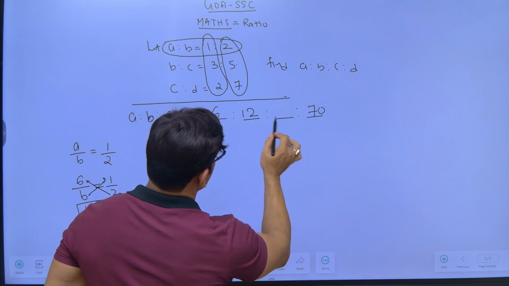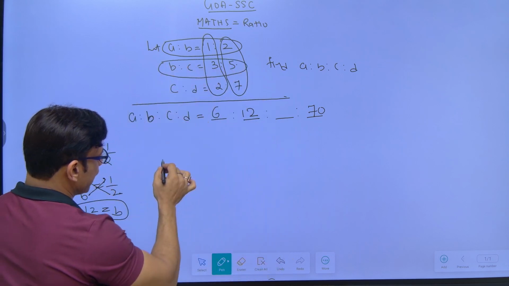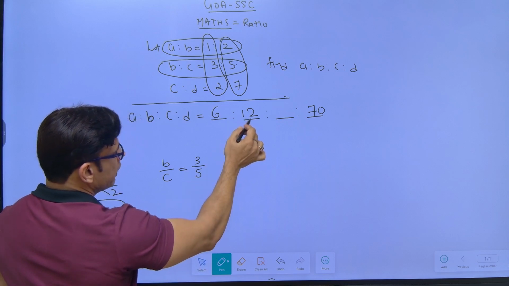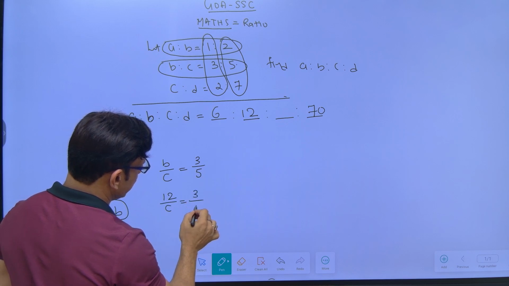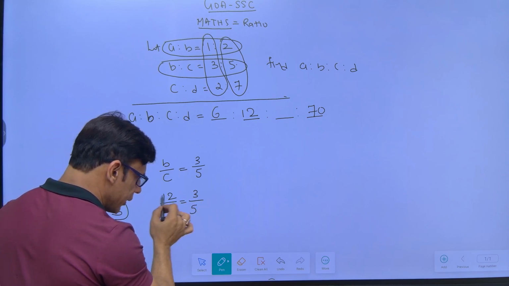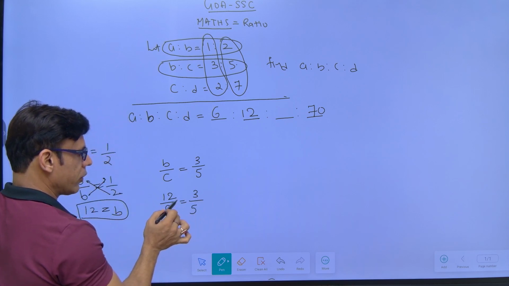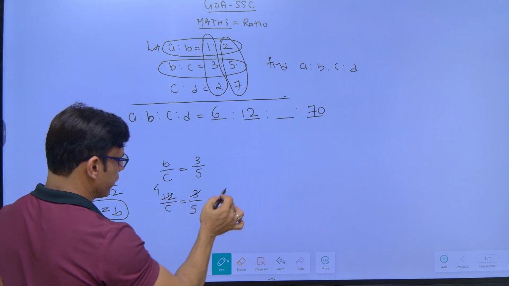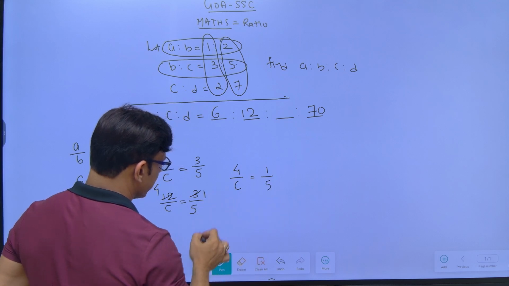Now what is the ratio between B and C? B and C is 3 is to 5. So again you write B by C, which is 3 by 5. Since we found the value of B, which is 12, you write 12 here, you write C here, you write 3 here, you write 5 here. Now, whenever there is an equal to sign, you can cancel numerator with numerator. Understand? You cannot cancel cross. If there is an equal to sign, you can cancel. 3 ones are 3, 3 fours are 12. So now this will be 4 by C is equal to 1 by 5.